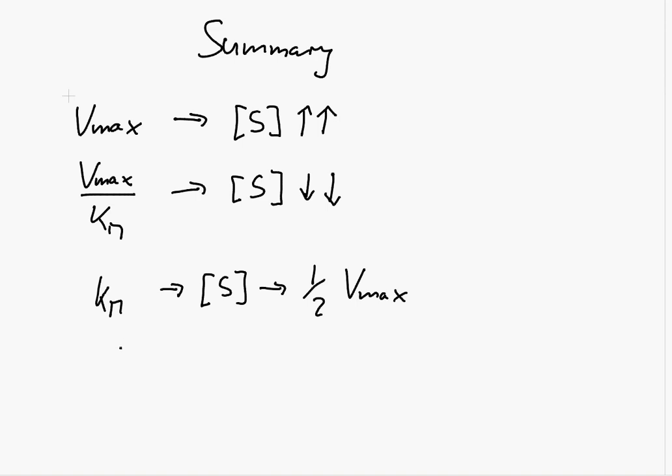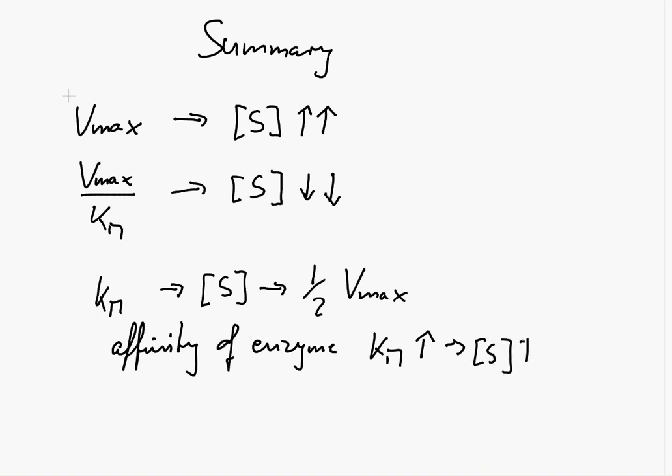Km tells us something about the affinity of the enzyme. So if Km is high, then we need a lot of substrate to reach half of Vmax. That means we need lots of substrate, and the affinity for substrate is low. And of course, if Km is low, which means we need only a little bit of substrate to reach half Vmax, then the affinity for the substrate is high.